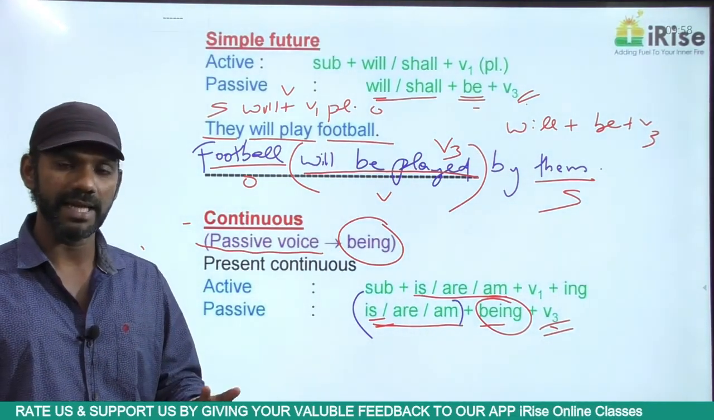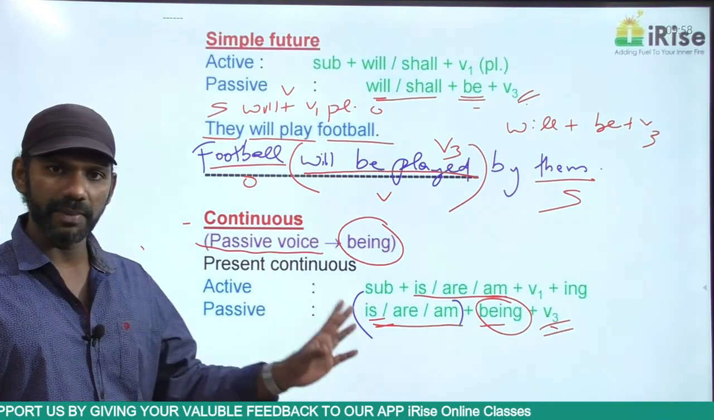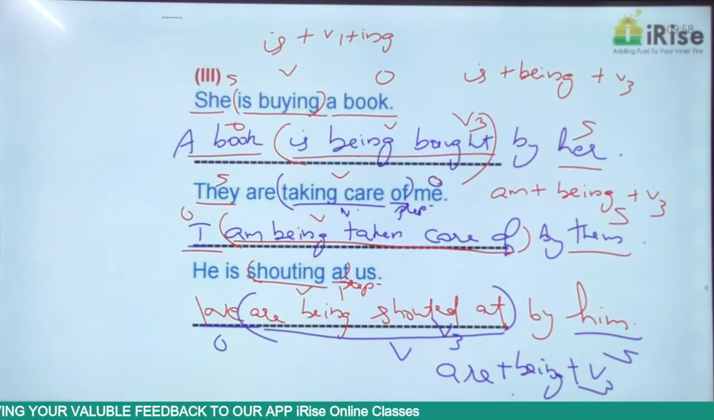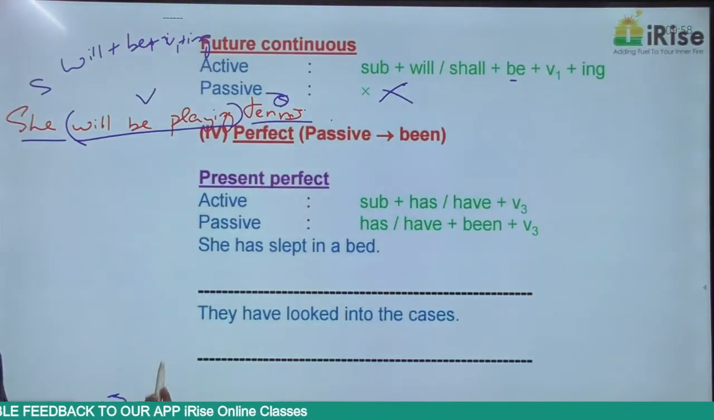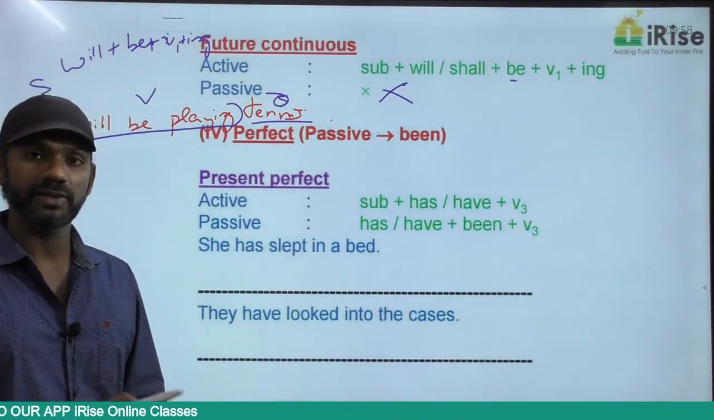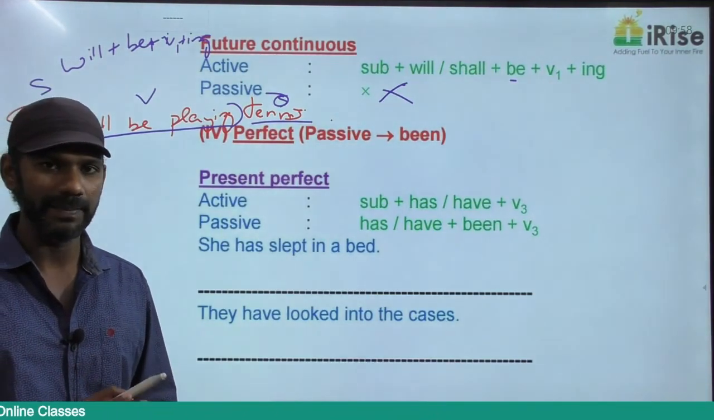So this is about the second category, continuous: present continuous and past continuous. Future continuous has a structure in the active voice. Future continuous does not have a structure in the passive voice. Clear? Thank you.